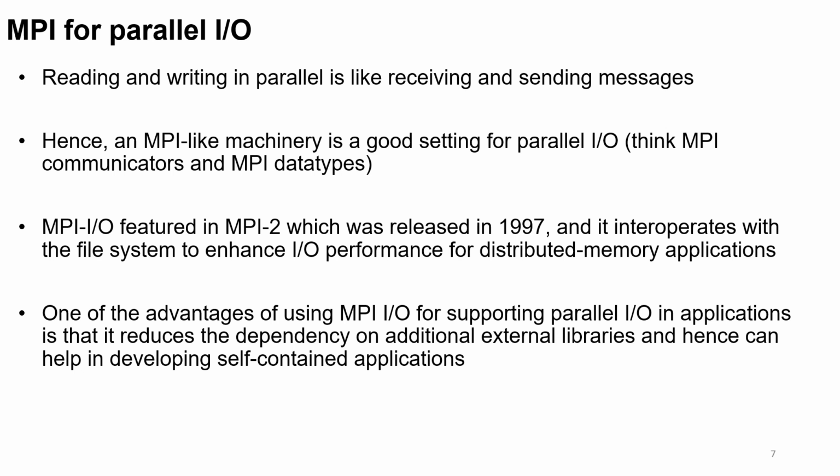MPI I/O featured in MPI II, which was released in 1997, and it interoperates with the file system to enhance I/O performance for distributed memory applications. One of the advantages of using MPI I/O for supporting parallel I/O in applications is that it reduces the dependency on additional external libraries and hence can help in developing self-contained MPI applications.